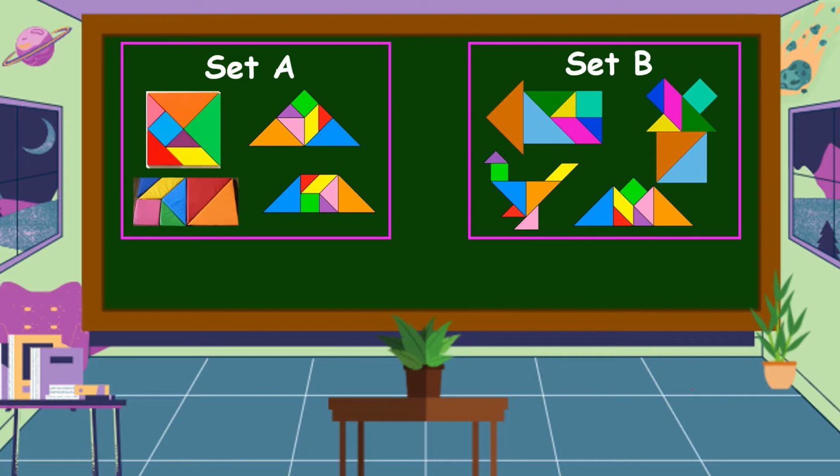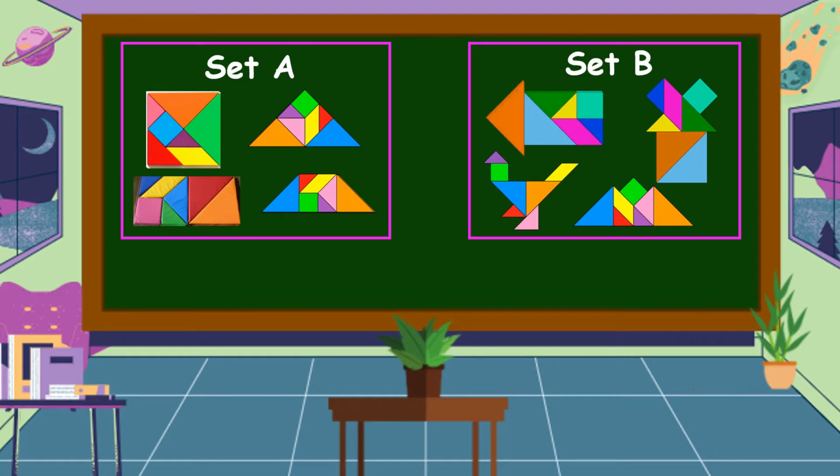This figure is a square. Very good. How about this figure? Alright, it is a triangle. How about this figure? Very good. It is a rectangle. How about this figure? Okay, it is a trapezoid.